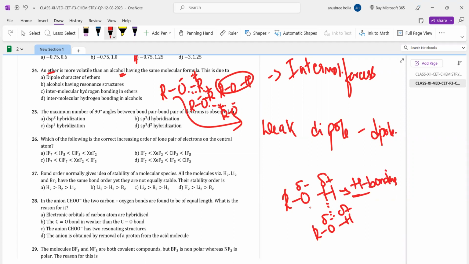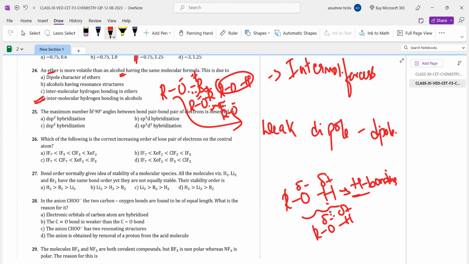So if alcohol has hydrogen bonding as its intermolecular attraction, it is very difficult to break. If it is difficult to break this intermolecular attraction, then obviously the boiling point would be high. That means it is not easily volatile, it is less volatile. In ether, compared to alcohol, there is weak intermolecular force of attraction, weak dipole-dipole, which could be broken easily when compared to hydrogen bonding. So ether would be more volatile. In the options they are asking for the reason. Intermolecular hydrogen bonding in alcohol is the answer. An ether is more volatile than an alcohol having the same molecular formula because in ether we don't observe hydrogen bonding, but in alcohols we observe hydrogen bonding. That's why alcohol is less volatile and ether is more volatile.